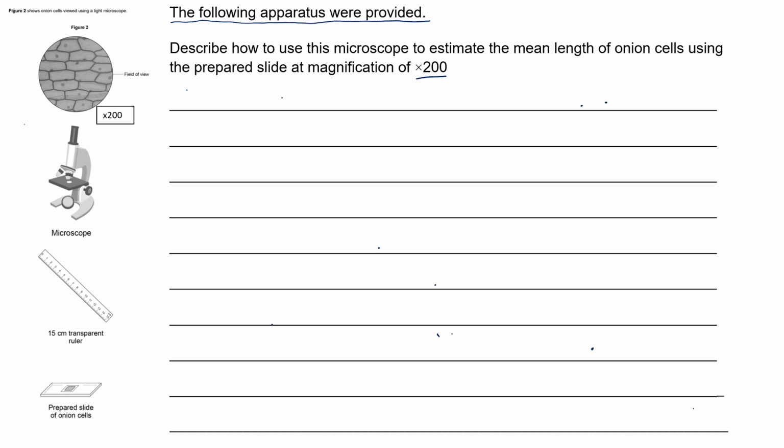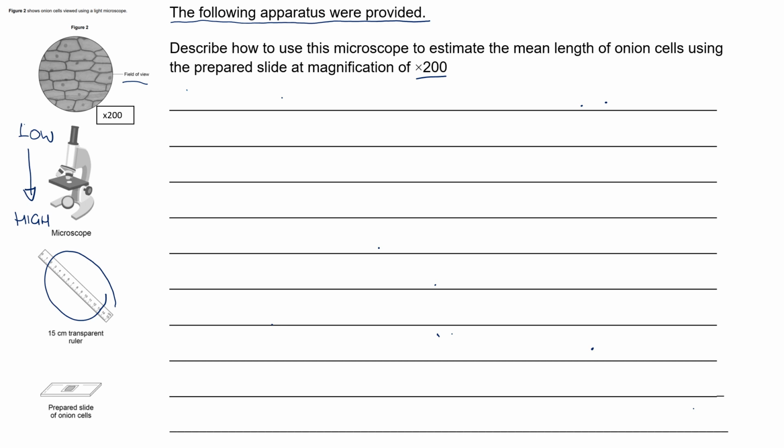And then just think about the pre-required knowledge that you would need to include. So first of all, if you're using a microscope, you always go from low magnification to high magnification and focus at low first of all, and then move up to a higher magnification. In order to calculate the average length of one cell, we can look at how many cells fill the field of view. And then we can use the ruler to measure the diameter of the field of view. And that way we can then divide the diameter by the number of cells. So think about what you have to include in your answer before you write it down.